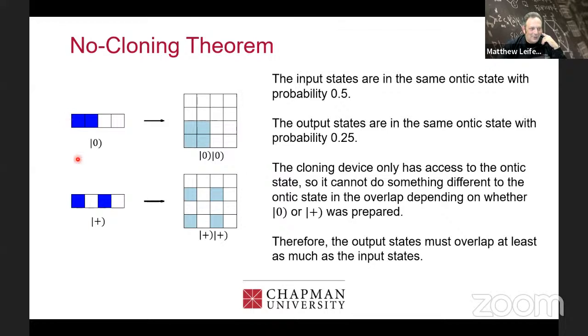So the output has to have an overlap of at least a half. They have to share ontic states. They have to have common ontic states to both of them, which have probability at least a half. But these don't, so you can't clone.